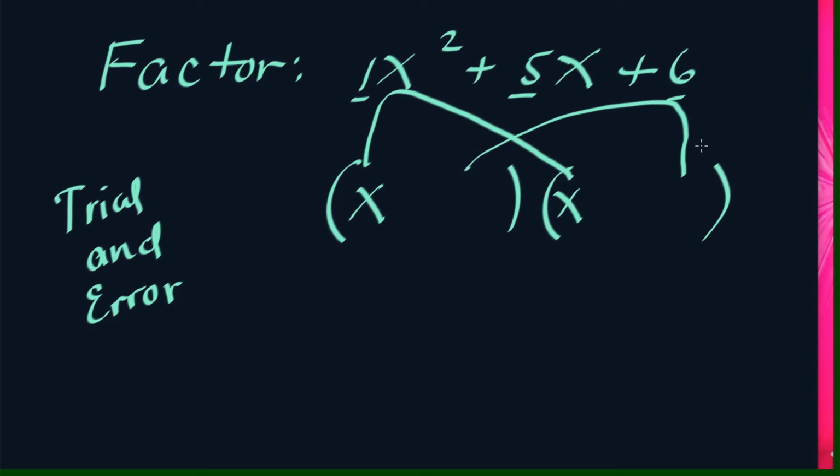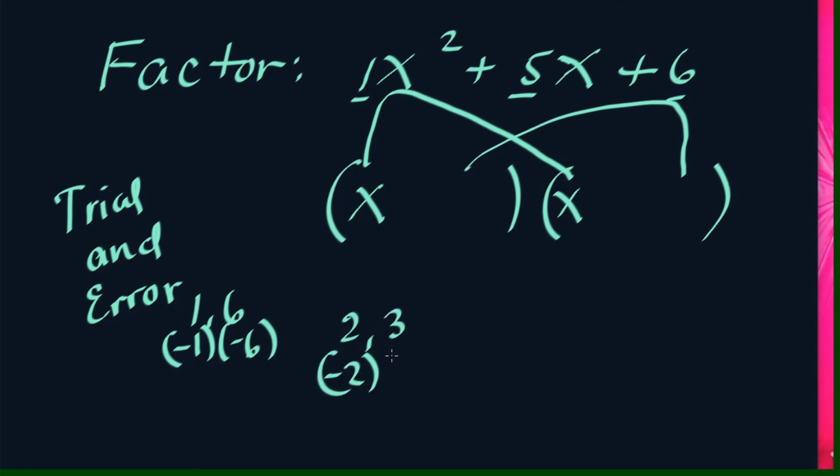What about the 6? What are the factors of 6? Now, it could be 1 and 6. Or you can have two negatives, because negative 1, negative 6 is also positive 6. Or you can have positive 2 and 3, or negative 2, negative 3. Okay, it's better to start testing the numbers that are close to each other, like 2 and 3.